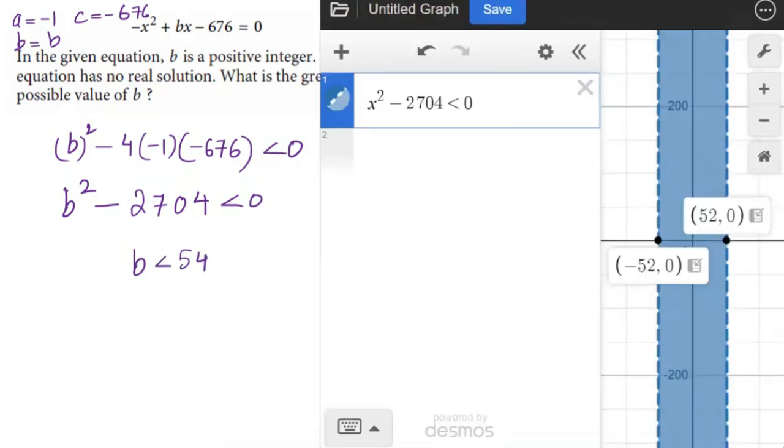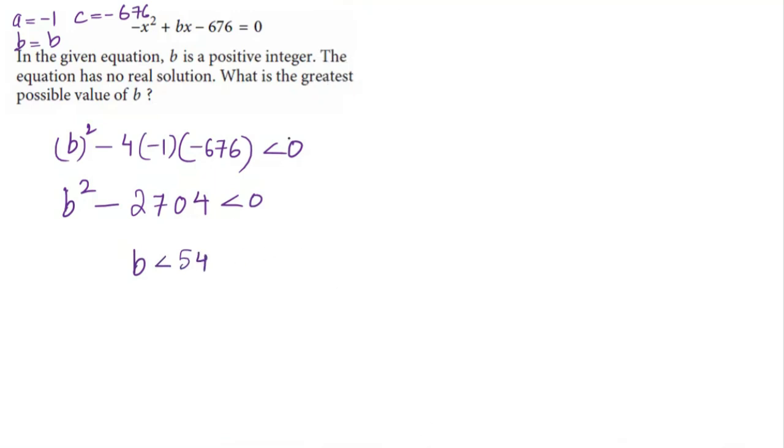Is it 54? Oh, my bad. That's 52. Okay, it's less than 52 or it's greater than minus 52.